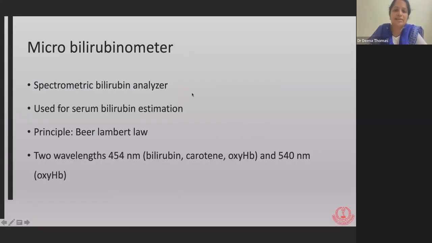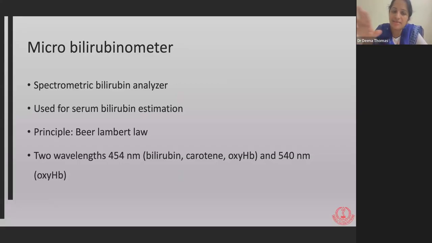So now coming to the next slide, most of the people have answered correctly. So it is a microbilirubinometer. Why a microbilirubinometer? It requires only 50 to 70 microliter of blood for the sample. So you need 1 ml, 1.5 ml of blood for estimation of serum bilirubin, but you need only 50 to 70 microliter of blood for estimation of bilirubin in this method. So it is a spectrometric bilirubin analyzer. It is used for serum bilirubin estimation. The principle is the Beer-Lambert law.